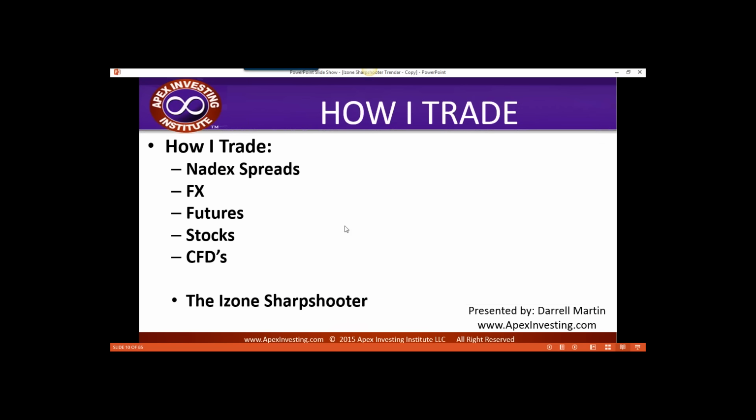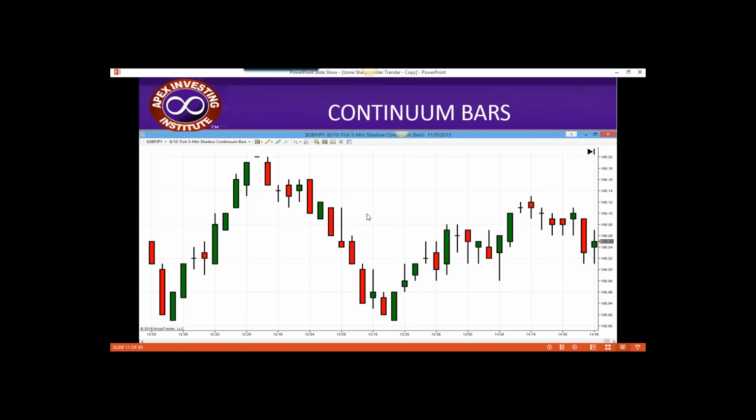Now, the IZONE sharpshooter system, we use that to trade Nadex spreads. You can trade Forex, futures, stocks, or CFDs, okay? So I'm just going to break a chart down for you a little bit here. We're going to kind of back up and start from scratch here. I'm going to show you a handful of different things that we put together to build this system.